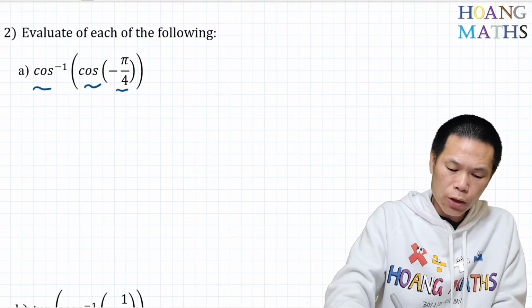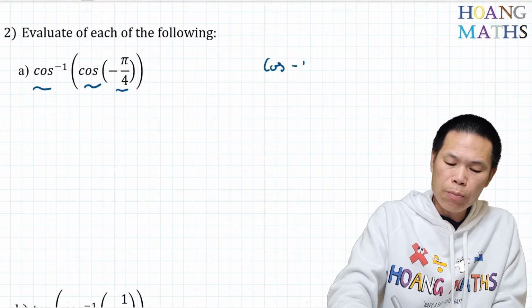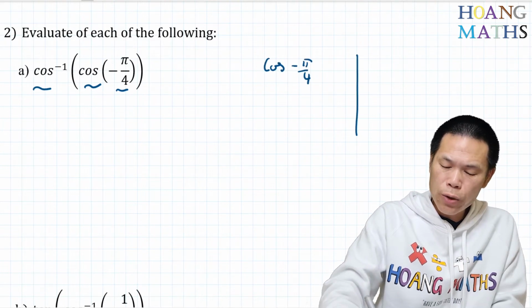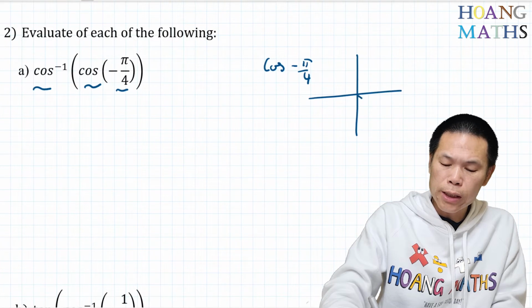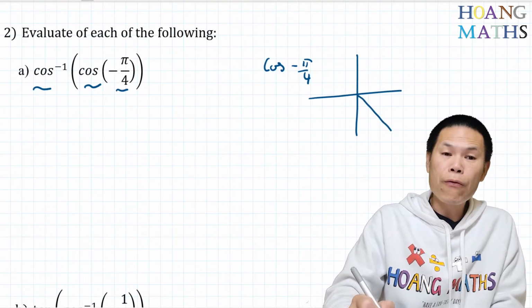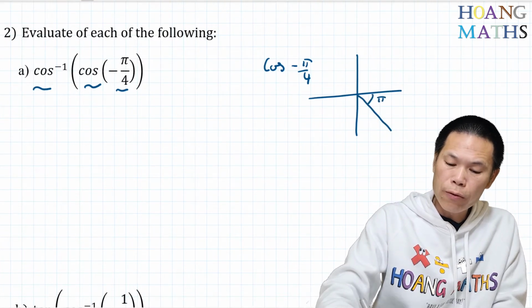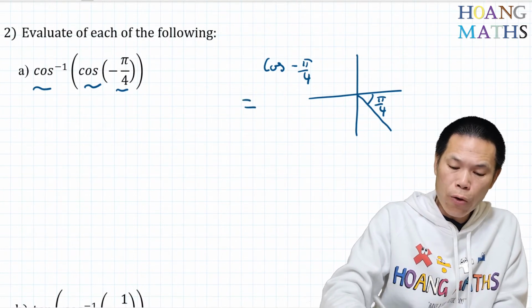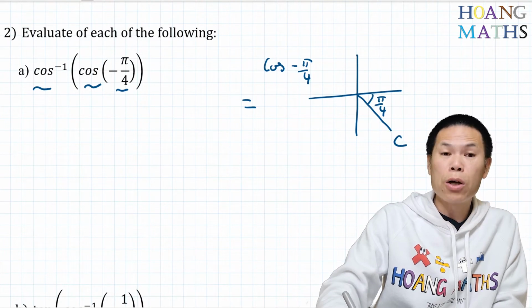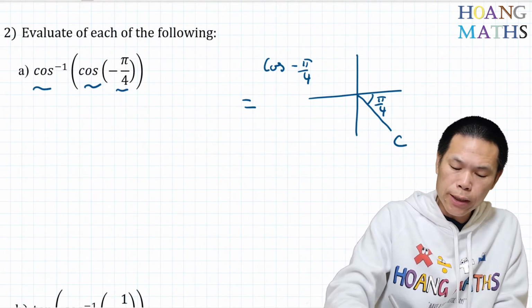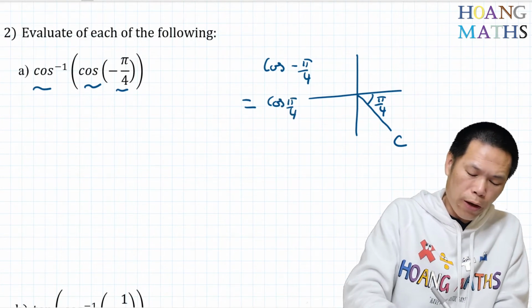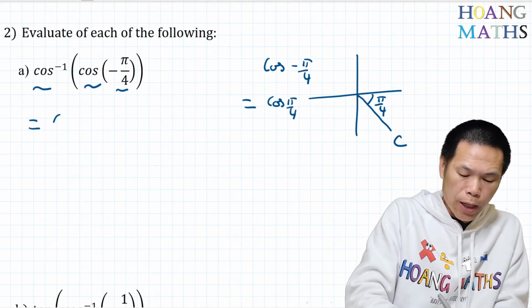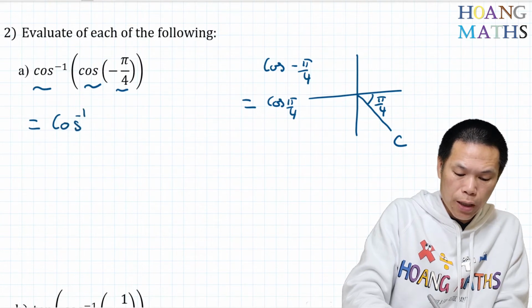So we know that negative pi over 4 is in this quadrant here, and therefore the reference angle is pi over 4. So cos of negative pi over 4 is in this quadrant, where cos is positive. So this is exactly the same as cos of pi over 4. Let me write this down. So that is the same as cos inverse of cos of pi over 4.